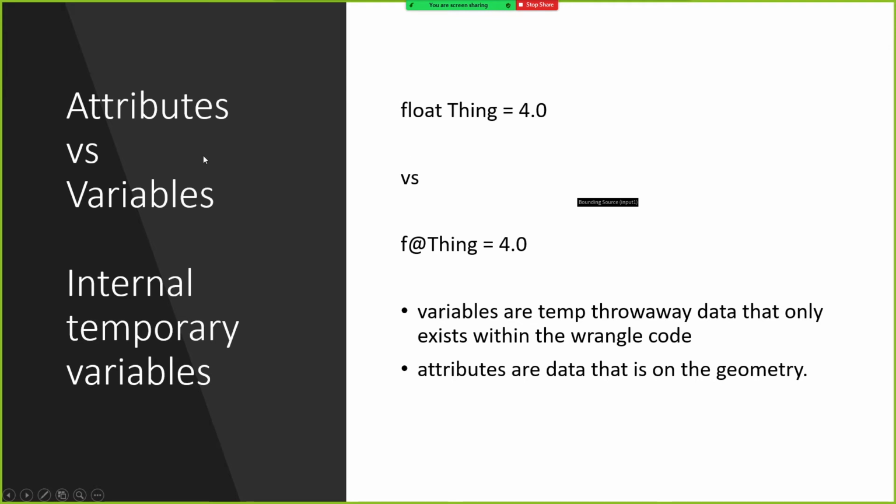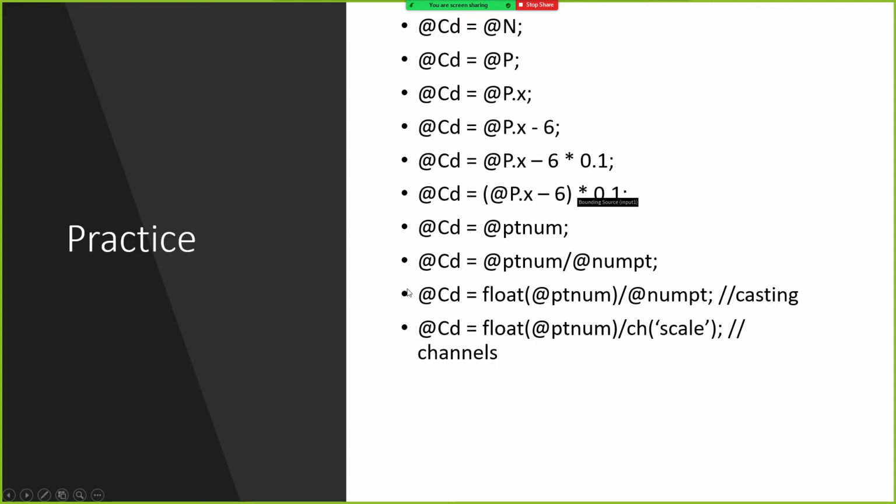So this is the difference between an attribute and a variable. An attribute stays with your nodes and passes on to the next node. But variables help you write your code within the currently functioning wrangle, and when it's passed on, it just dies away. Okay, let's do a bunch of practice together.